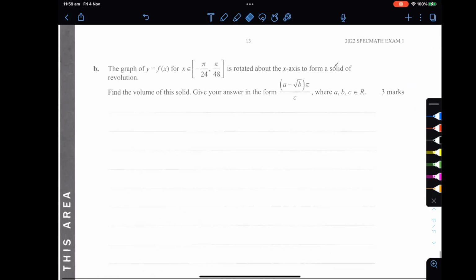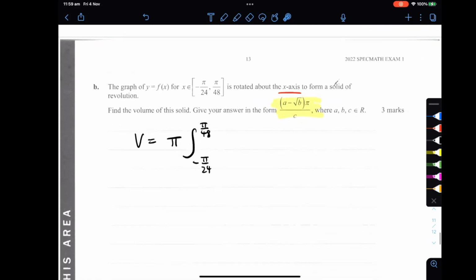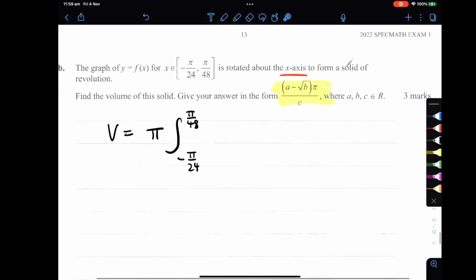The graph is rotated to form a solid of revolution. Find the volume of the solid. Okay, so if we were to find the volume, first of all, it's rotated around the x-axis, and we want to find it in this form. So the volume is just pi times the integral from negative pi on 24 to pi on 48. Let's just double check to see if this works. It's like here to here, maybe? Yep, that works within the context of the question.